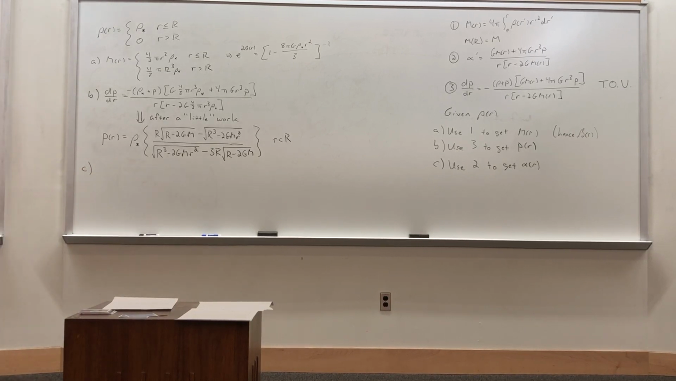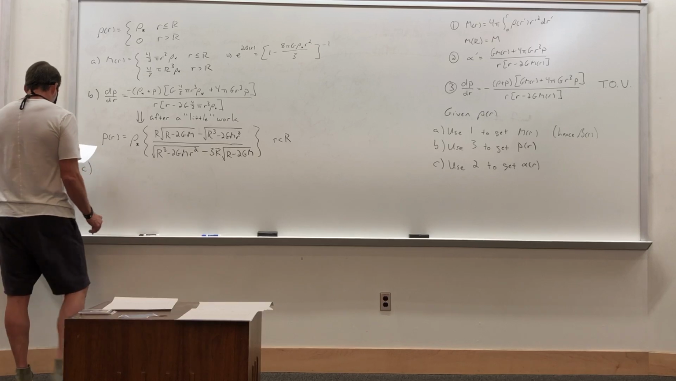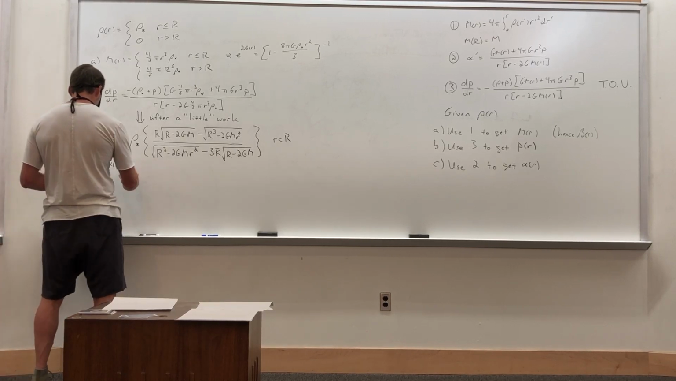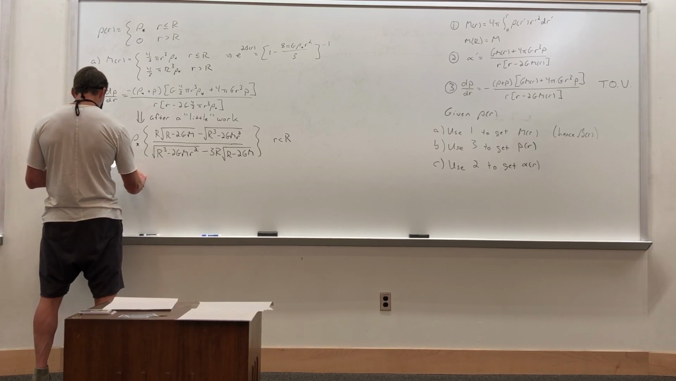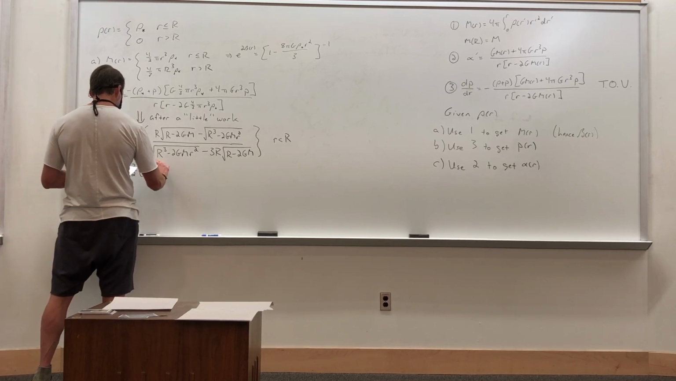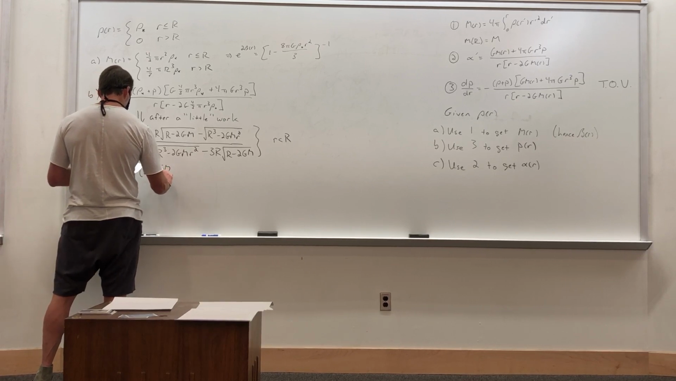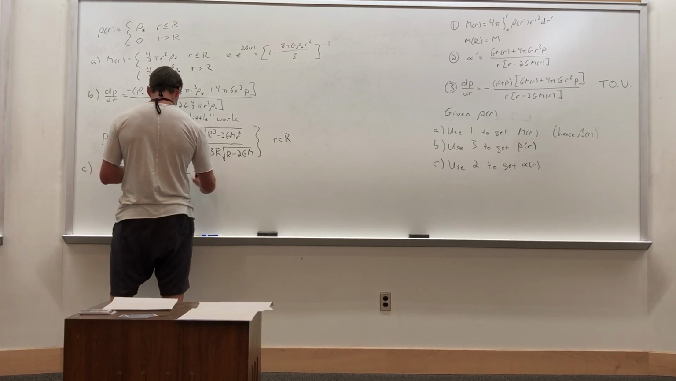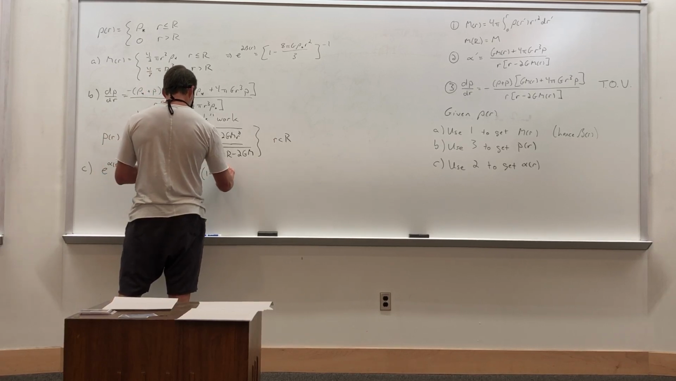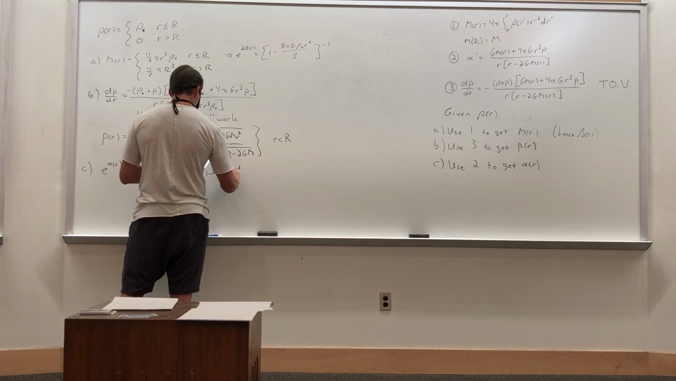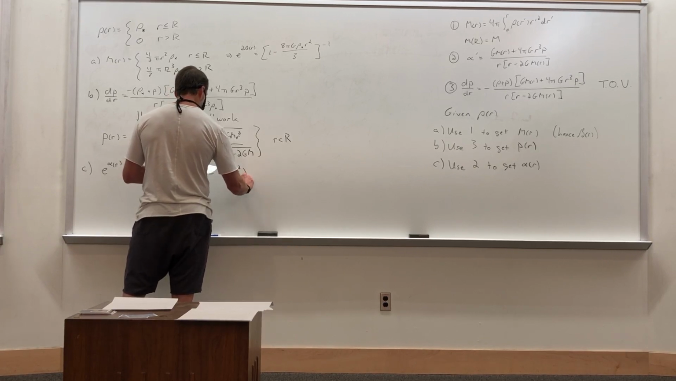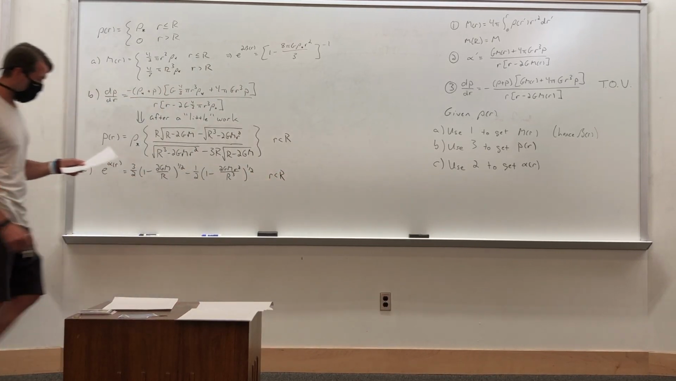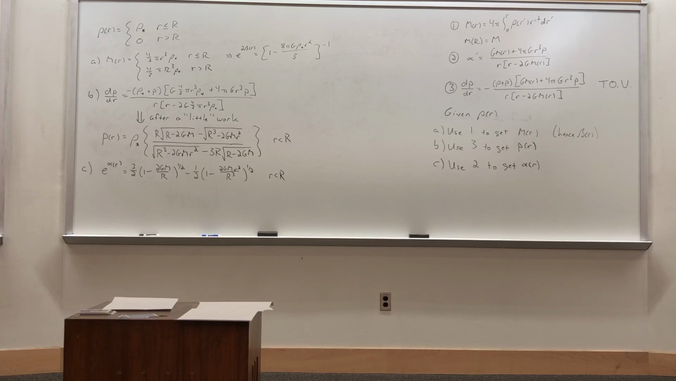Now step C. For step C, what we get is e to the alpha of r is equal to 3/2 times the square root of 1 minus 2gm over big R, minus 1/2 times the square root of 1 minus 2gm r squared over R cubed. And this is of course also valid when r is less than big R. Okay?